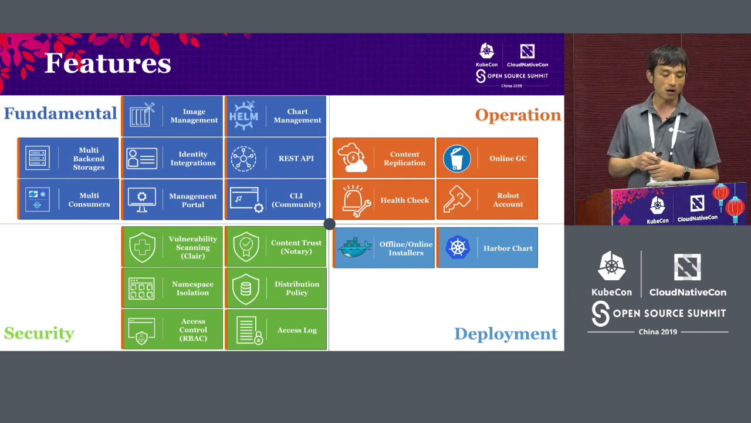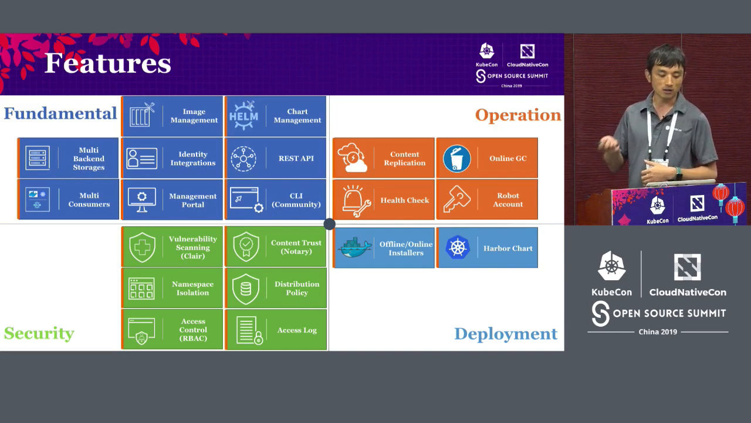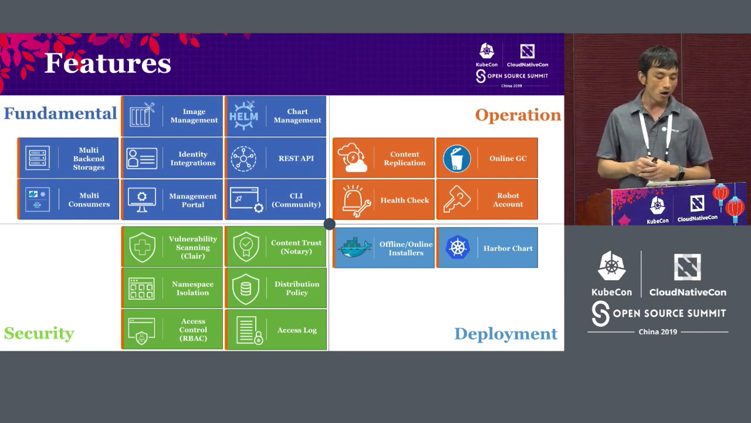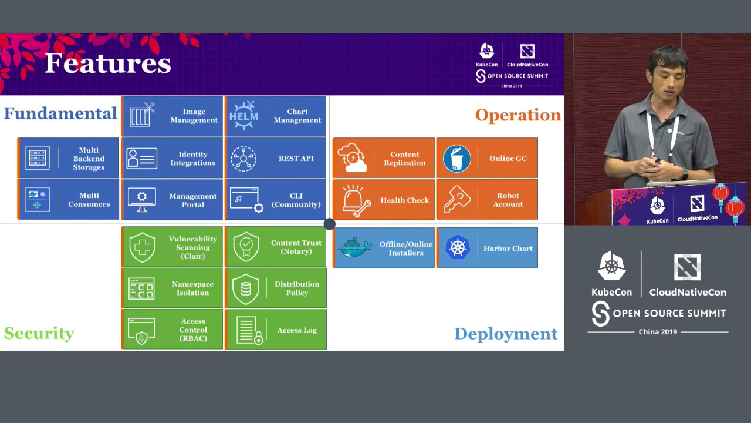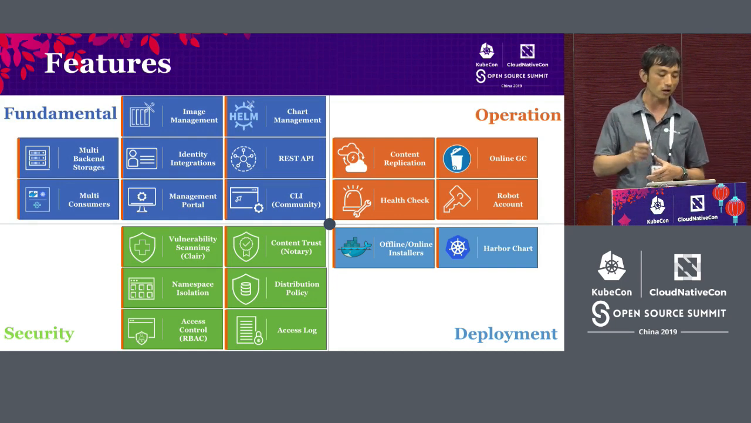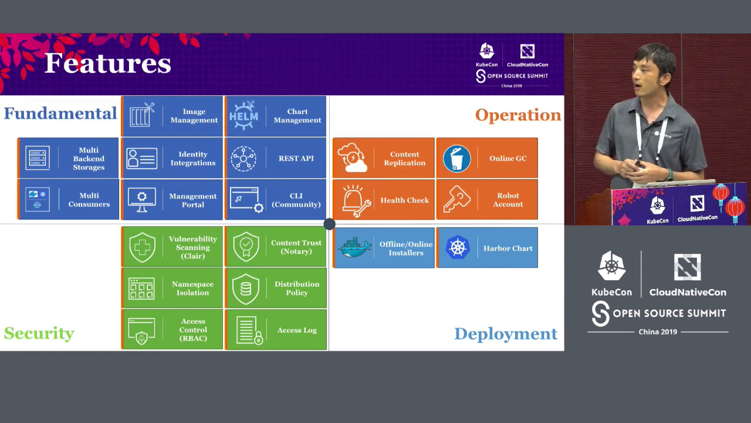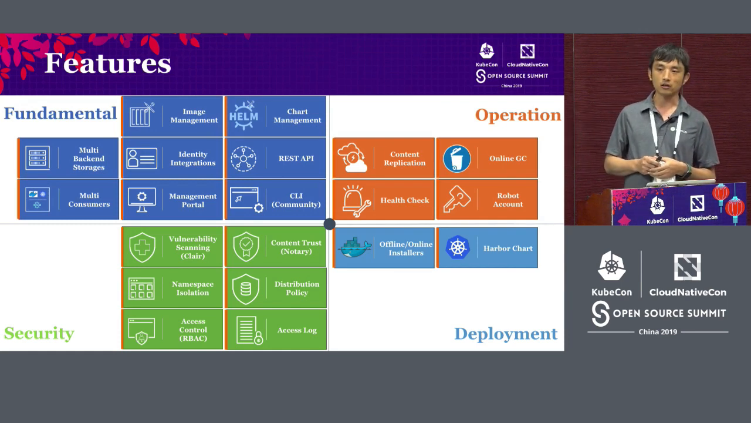After two to three years of development, Harbor is already quite functional, so I will introduce it to you in four aspects. First, for fundamentals, apart from managing container images, we also support chart management. So we are the image registry and also the chart repository, and since Harbor is Docker native registry, we also support multiple consumers, and we also have identity integration.